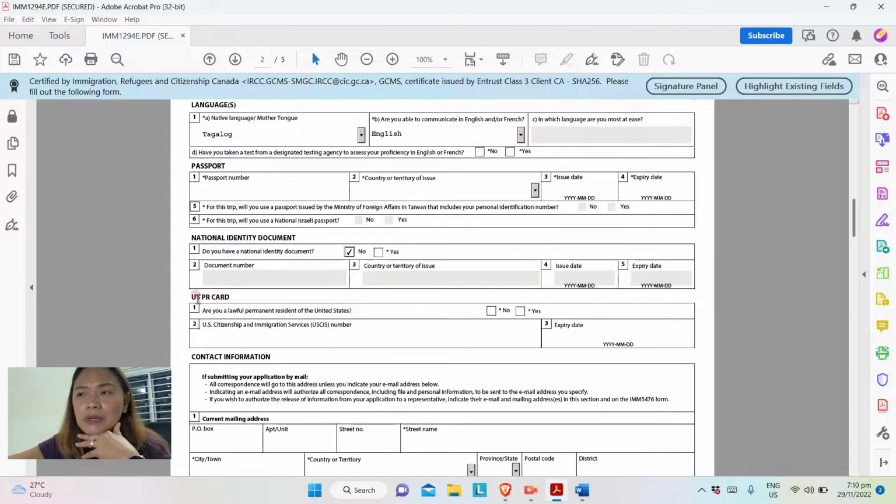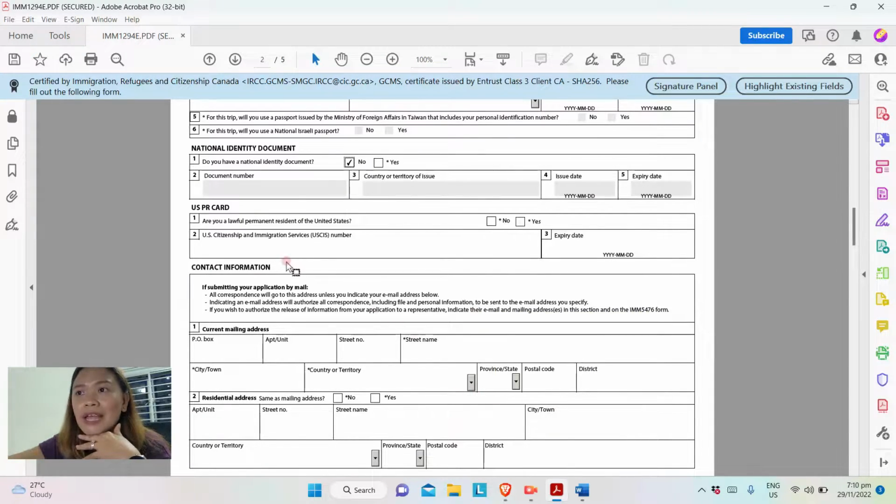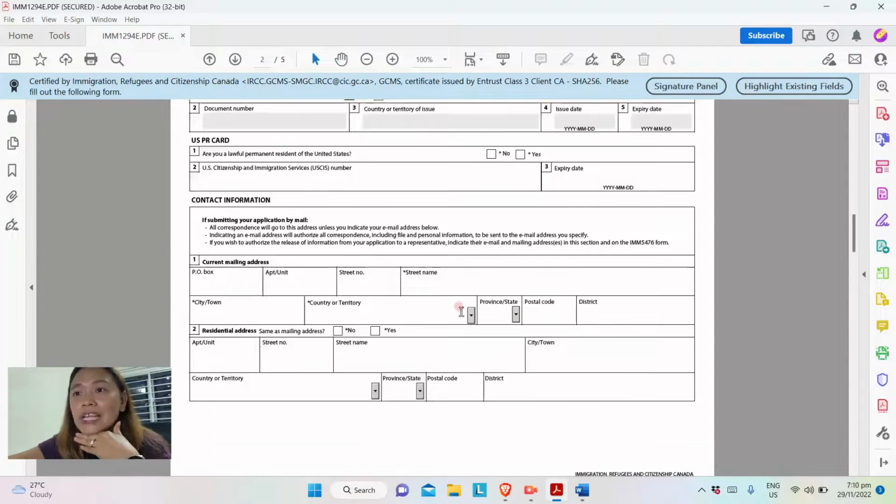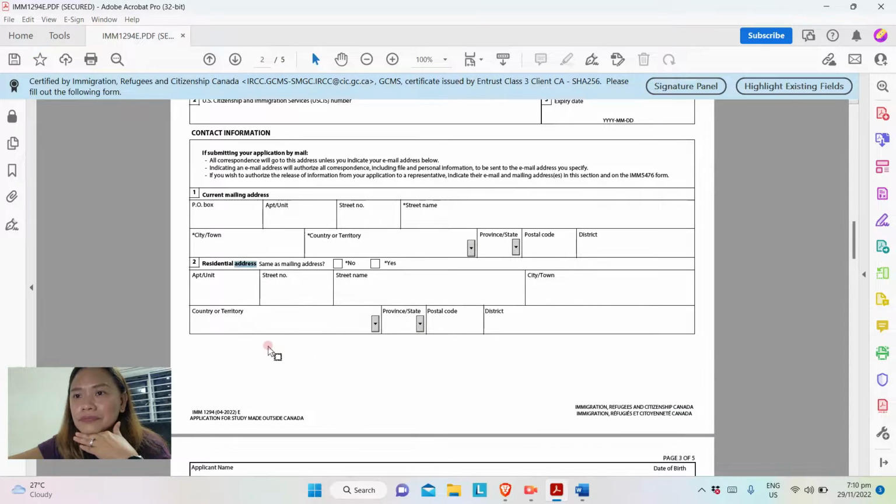Okay, if you have a USPR card, then put it right here. If you don't have, then leave it blank. Okay, for mailing address, just put your addresses. Mailing address and residential address.